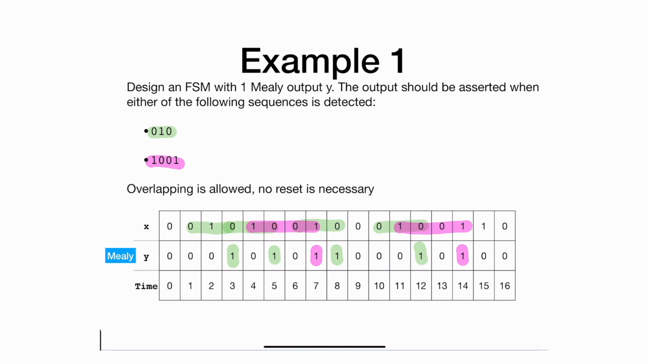Again, I'm designing a Mealy output here. So let's get started. I'm going to write the two sequences I'm looking for: 0, 1, 0, and 1, 0, 0, 1. Usually the very first thing I start with is some sort of reset state. So here's a reset state, S0, and I usually indicate it with an arrow. I'll write here for my record that S0 is equivalent to reset.